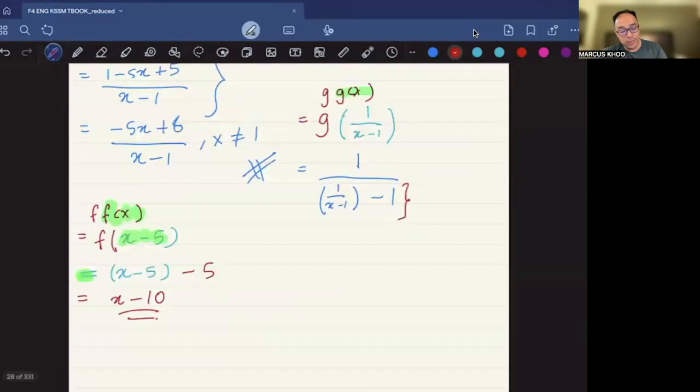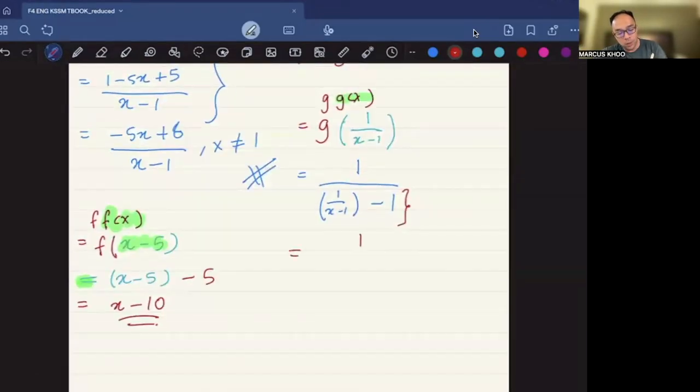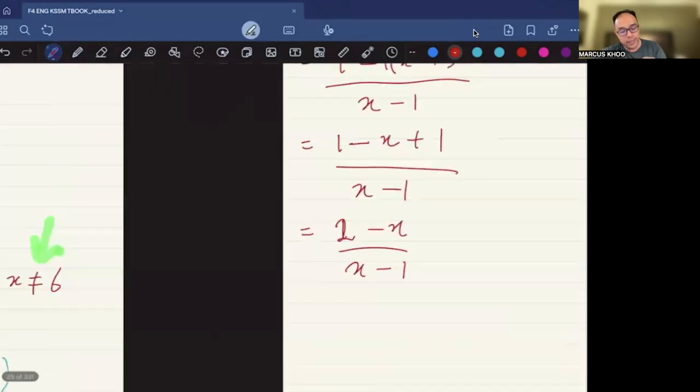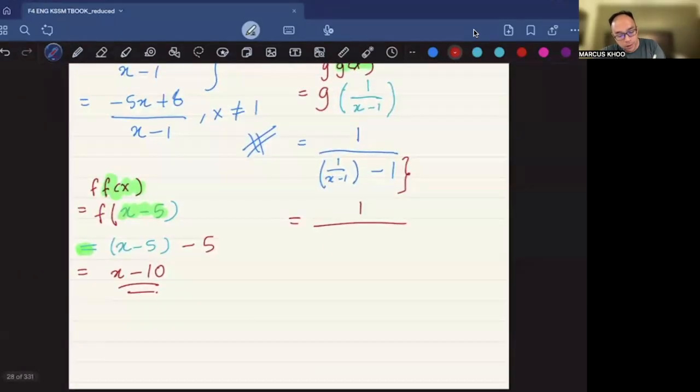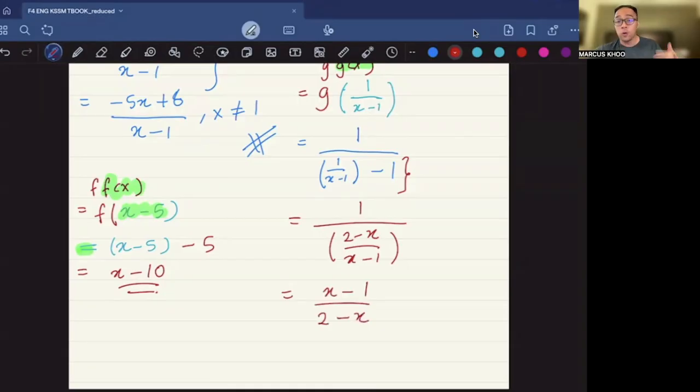So when I put this inside here, this will be 1 over 2 minus x over x minus 1. If you know your mathematics, the 1 over this is just flipping the other way around. So our answer will be x minus 1 over 2 minus x. And this one we have to qualify also. x cannot be the same as 2.